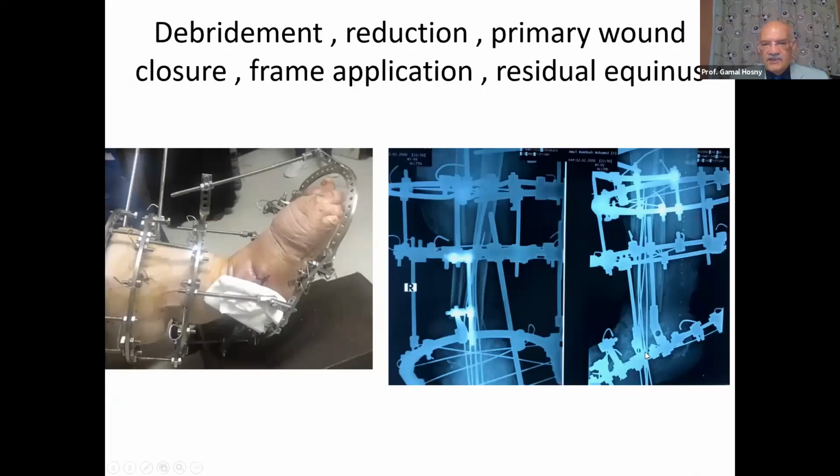We reduced the joint, but we left equinus. And we put K wires, temporary K wires. Why temporary K wires? Because we want to be sure that the joint is reduced. Under image intensifier, we put temporary wires.